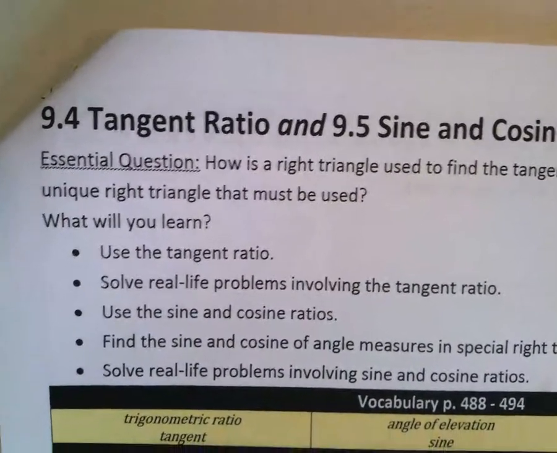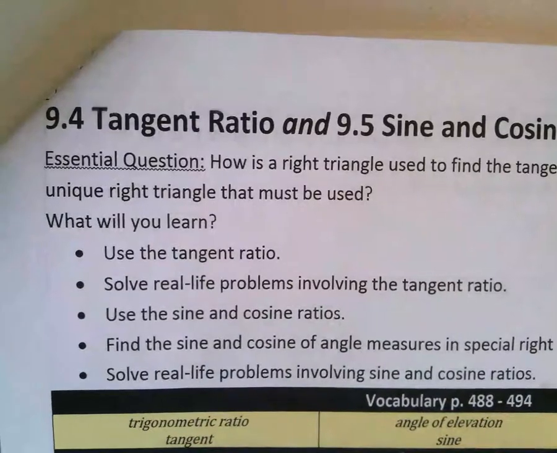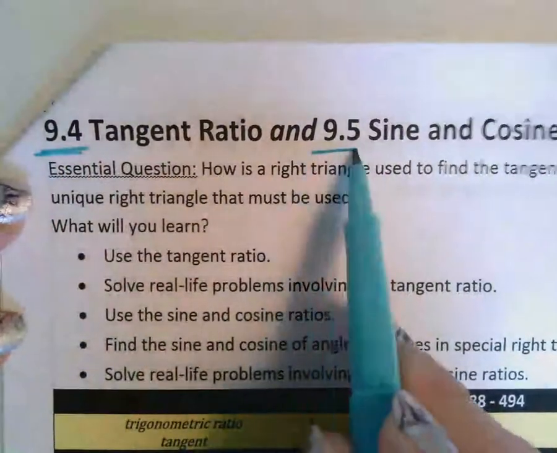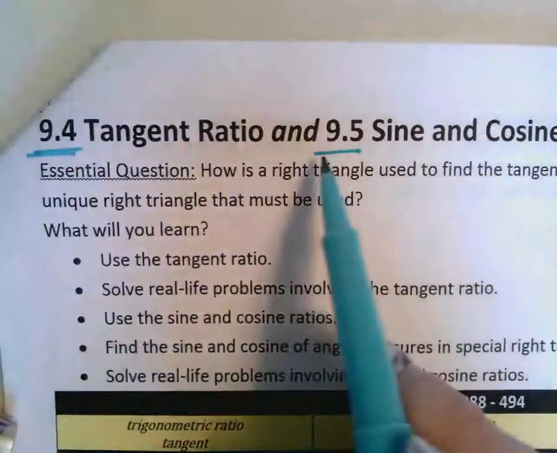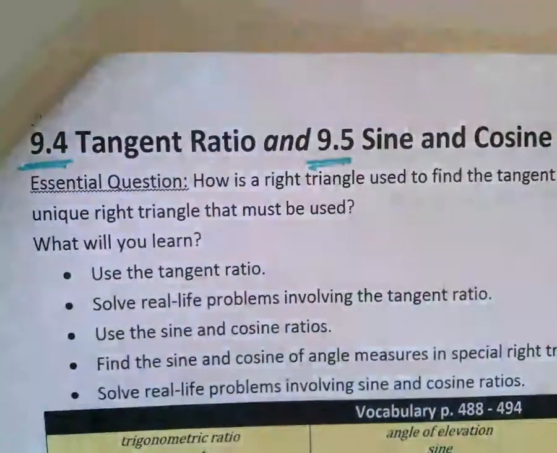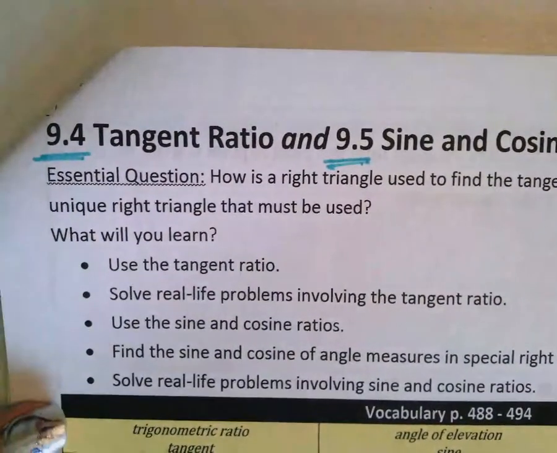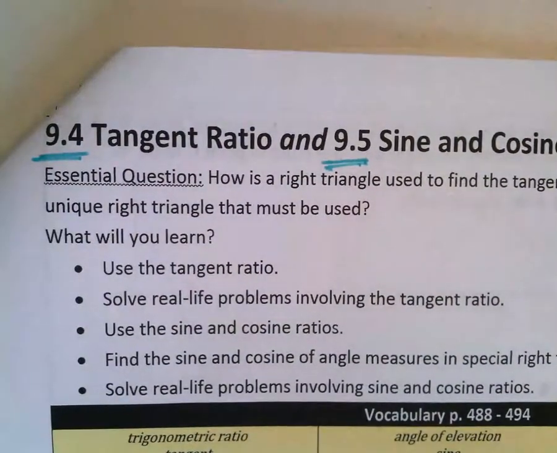Okay, you are forewarned. This is going to be 2 lessons in one. So we're going to be talking about 9.4 and 9.5 because the way that I've always taught this is teaching all the ratios at once. It just makes more sense to do it that way because it's a process that you go through figuring out what you have, what you don't have.